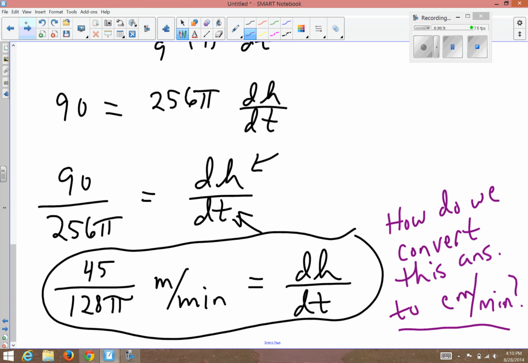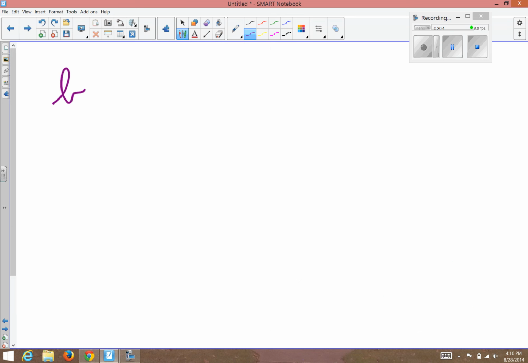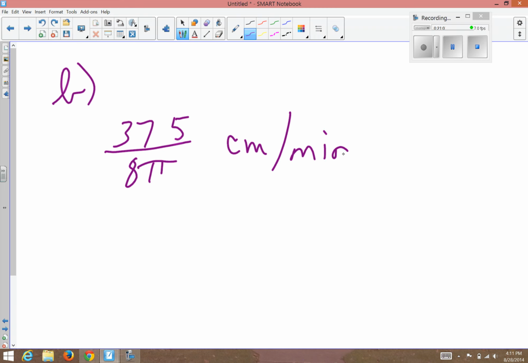And if you would like to try part B on your own, the question is how fast is the radius changing? You can try that and see if you come up with this answer, 375 over 8 pi centimeters per minute. That's for part B, which I did not do with you.